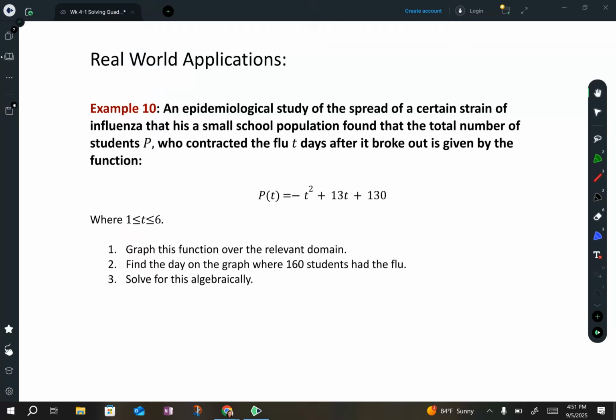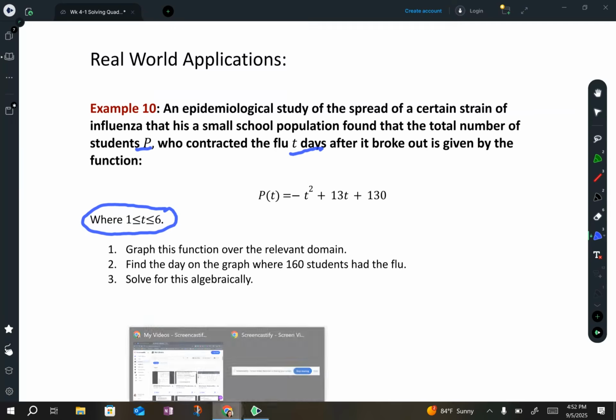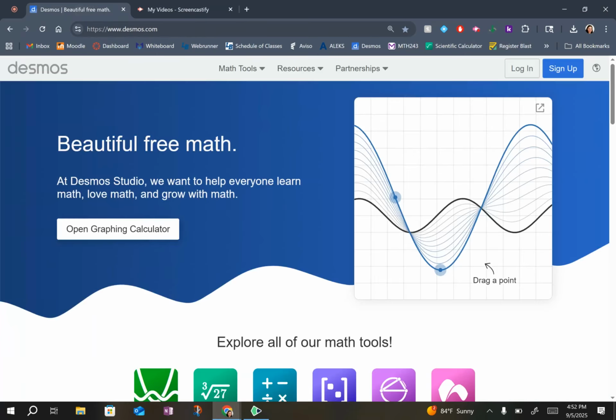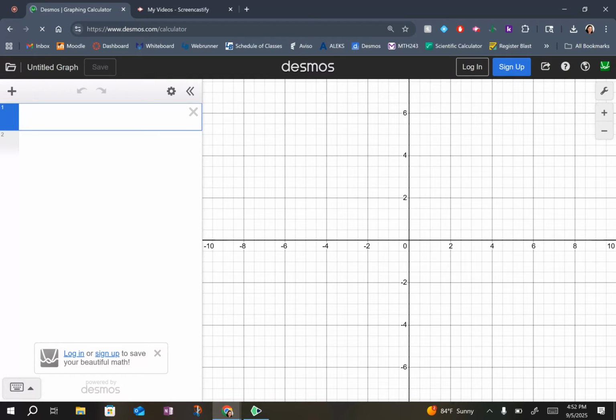So let's think about this for just a little bit and think about the problem. T is the number of days after the flu broke out, and P is the number of students who have that flu. We're going to graph this over 1 less than or equal to T less than or equal to 6, so approximately 6 days. So let's go ahead and go to Desmos and graph this function. It's negative T squared plus 13T plus 130. So I'm going to pull up Desmos, go open my graphing calculator, and I'm going to put in P of T.